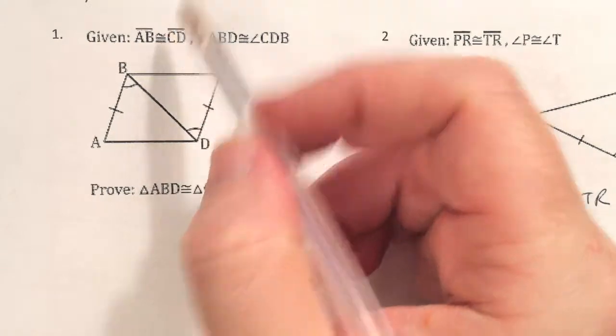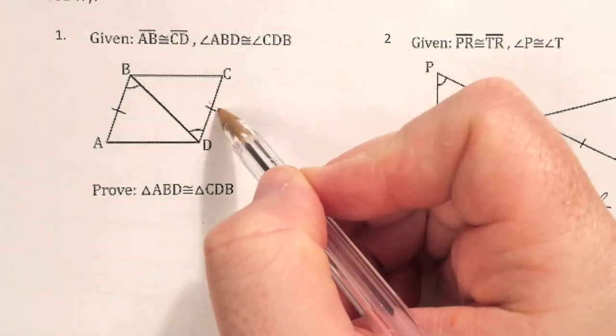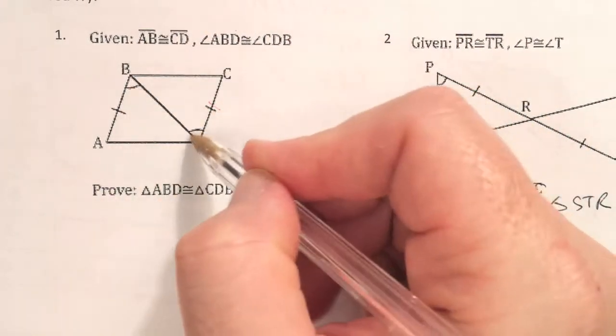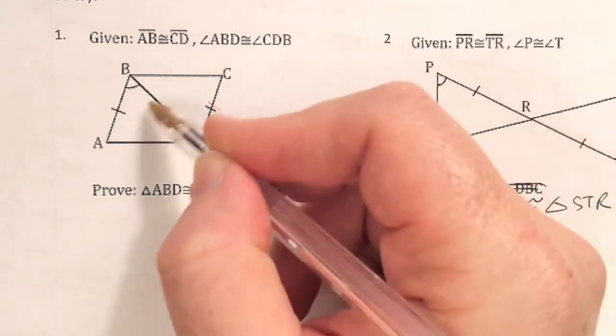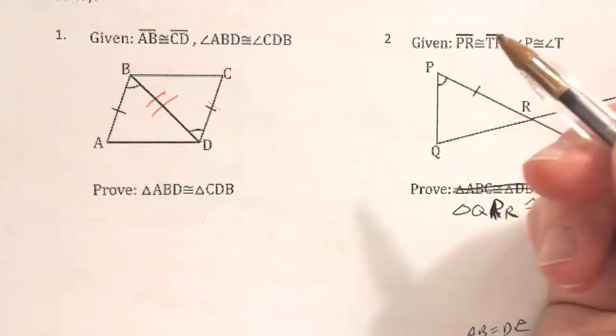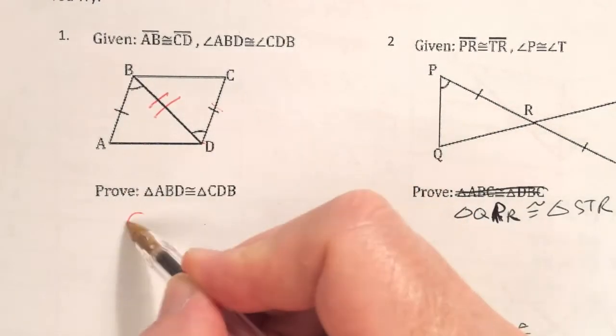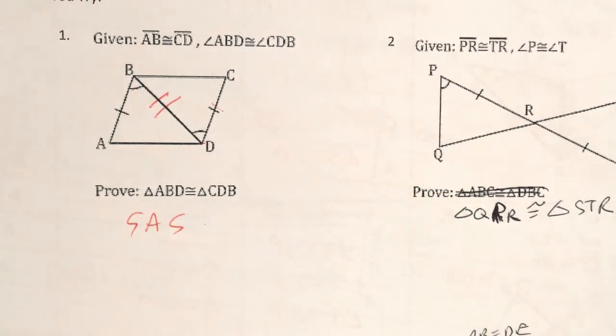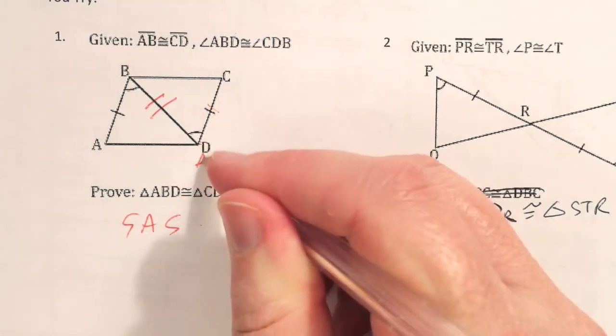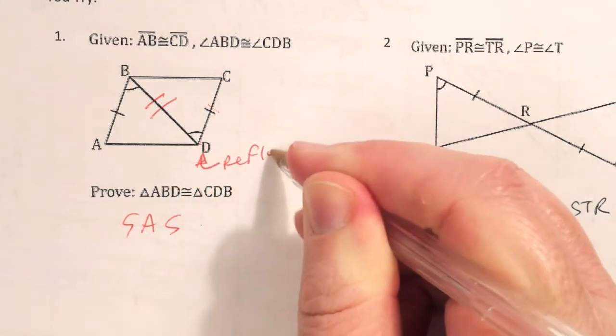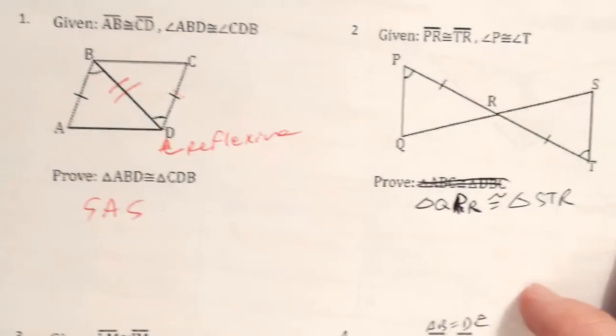I know that this and this are equal. I know these two are equal. I need one more thing. Ooh, reflexive property. So that's equal. When you travel around this, why are these two triangles equal? That'd be side, angle, side. So we did the reflexive property, just in case you were curious.